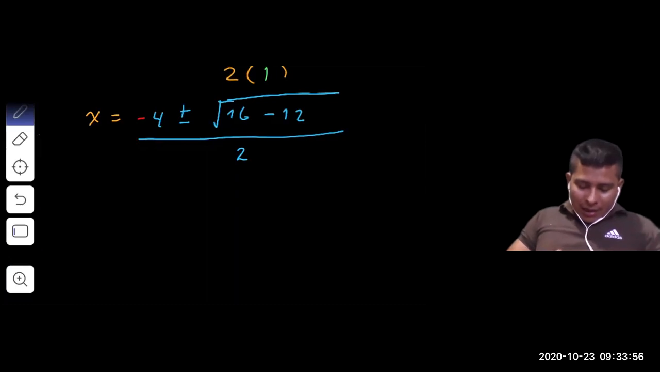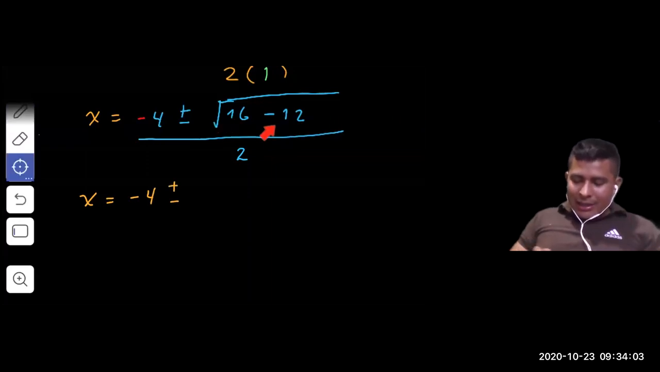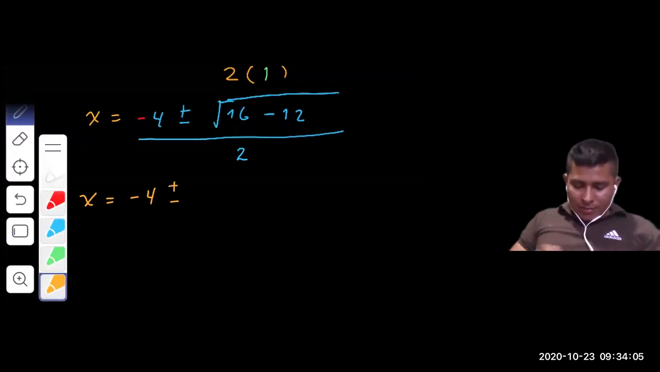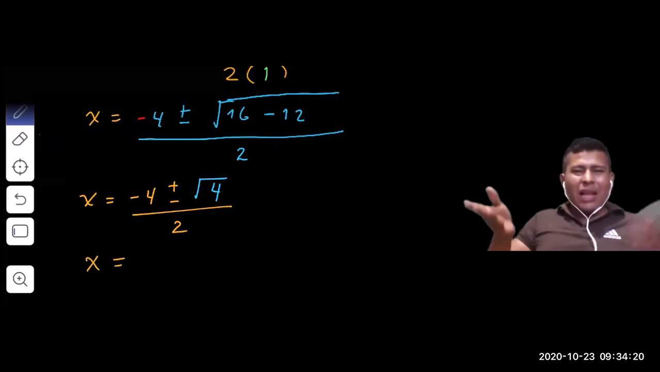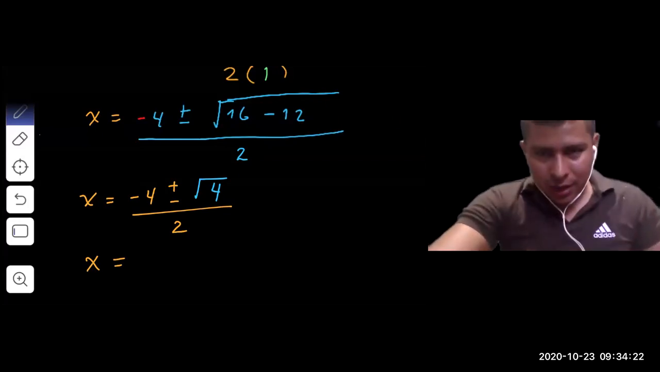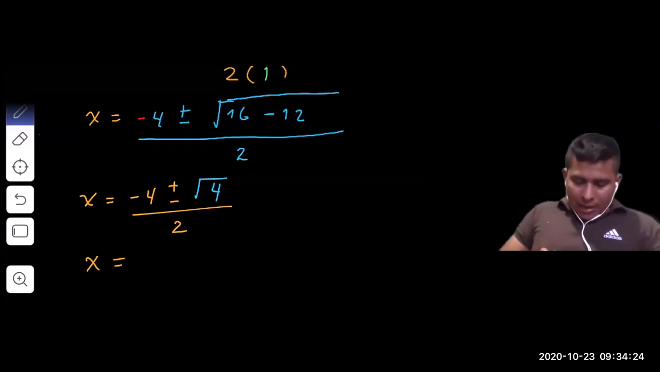Okay, let's continue, guys. X equals... 2. Let's try to simplify again. Plus minus, what is this, guys? 16 minus 12, 4. The square root of 4, over 2. That's it. Again, let's simplify, guys. I don't like that square root of 4. I need to know what is the answer for that. Let's try to simplify that.